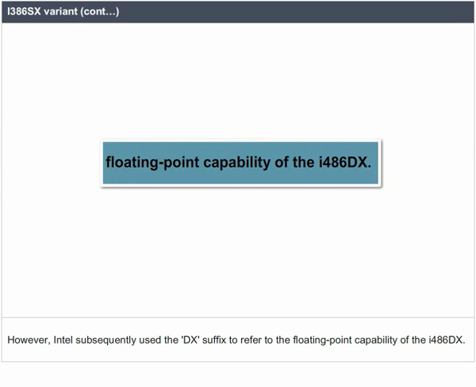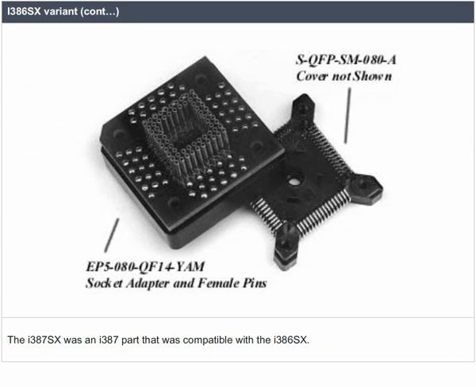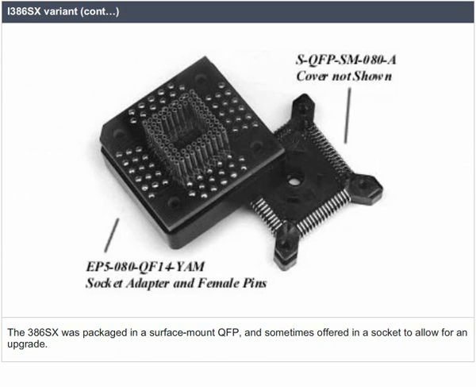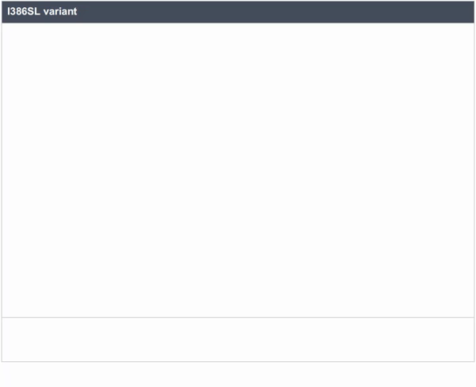The i387SX was an i387 part that was compatible with the i386SX. The 386SX was packaged in a surface mount QFP and sometimes offered in a socket to allow for an upgrade. i386SL variant.